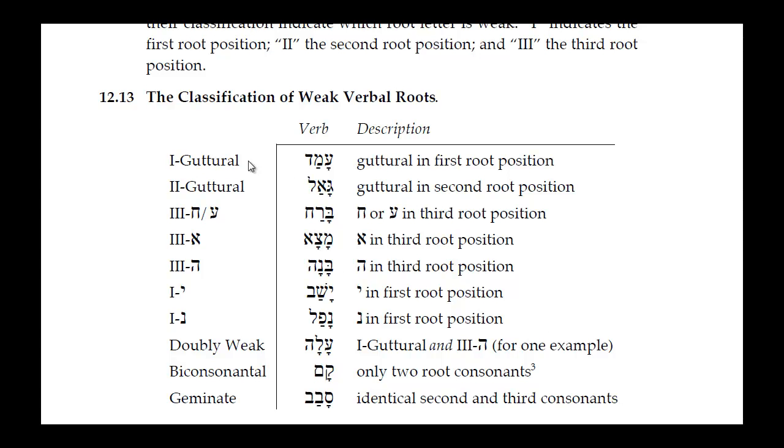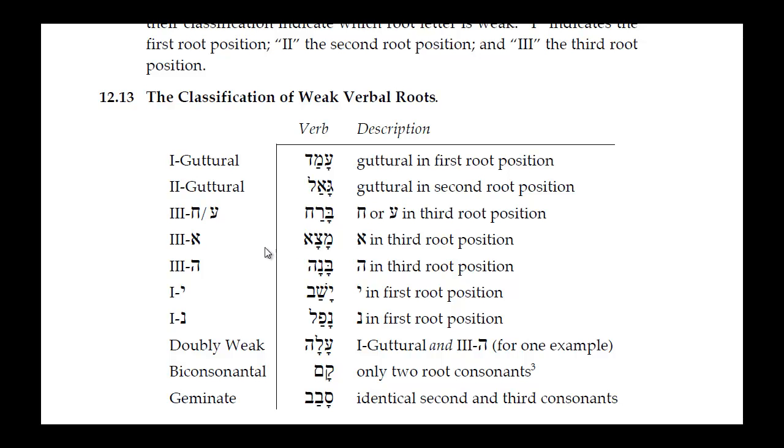Our first guttural would be amad. The ayin here is a guttural, and that's in the first position. A second guttural is ga'al. The aleph is the second root letter here. A third guttural, which is either a chet or an ayin, is barak. It has a third guttural here, the chet right here.